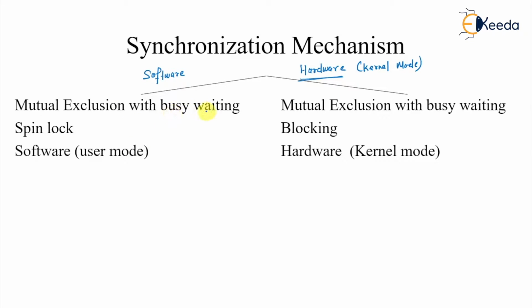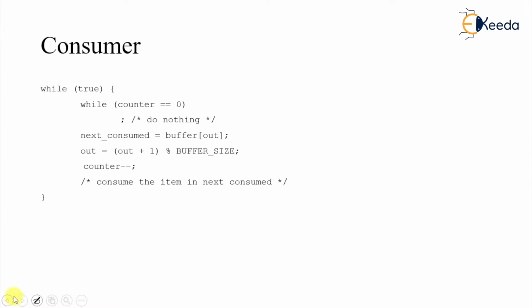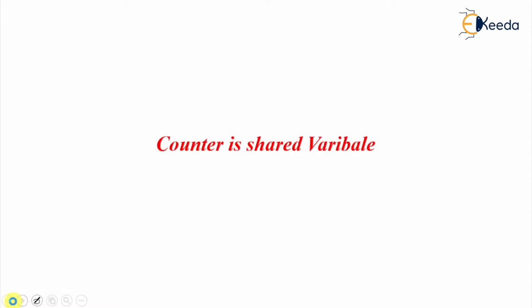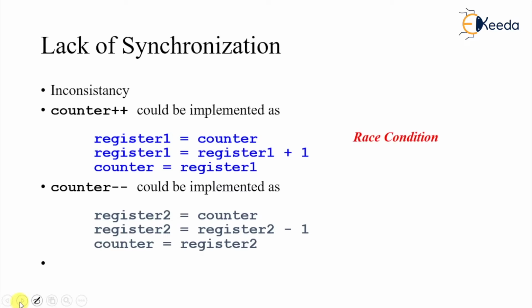We have mutual exclusion with busy waiting. Here also we have busy waiting. What exactly is busy waiting? To demonstrate this, look at this program. While the counter is equal to 0, and then we put a semicolon, we are restricting this process, and this is called busy waiting. And here also, when the counter is equal to buffer size, do nothing, then it is a busy waiting. So that is basically busy waiting.